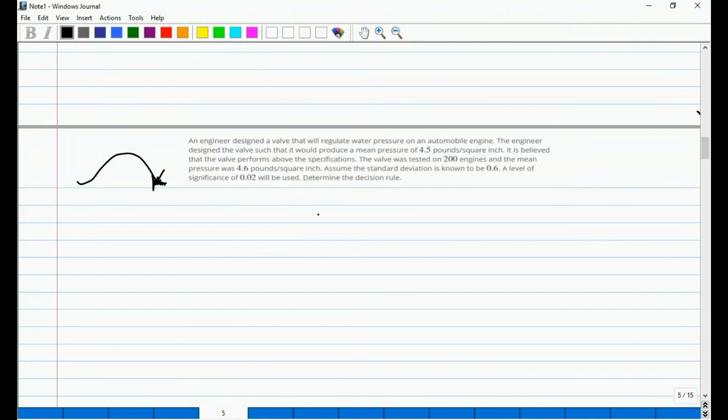Okay. So this says that the claim is that it would produce a mean pressure of 4.5. It's believed that the valve performs above. So above is greater than. So what does that mean? If you write the opposite of that, that would be mu is less than or equal to. And then the one with equality becomes your null hypothesis. So that's H sub 0, that's H sub A. All right, so since it was greater than right here, that makes it right-tailed. I guess I got lucky when I guessed here. So this is right-tailed.